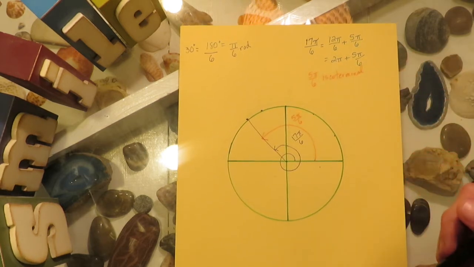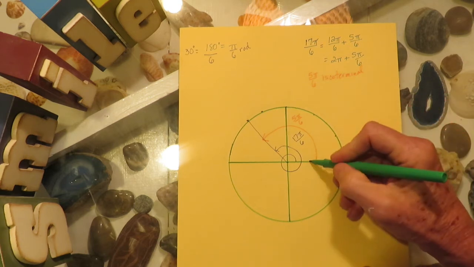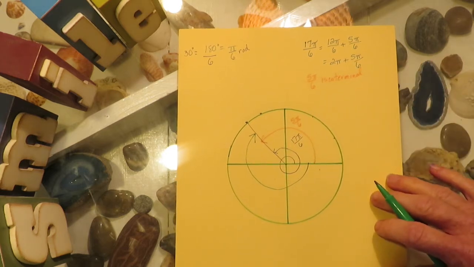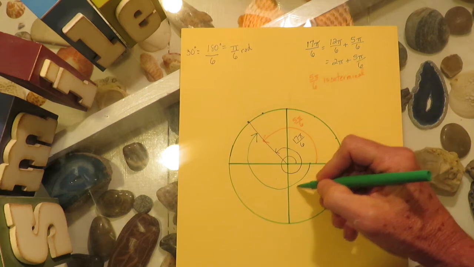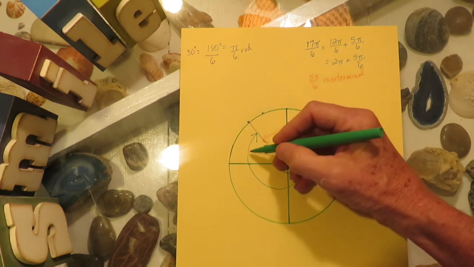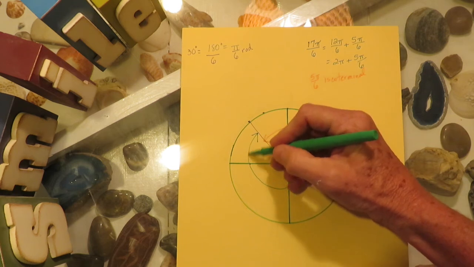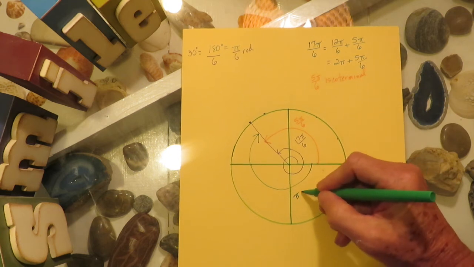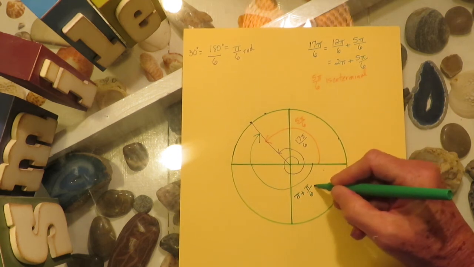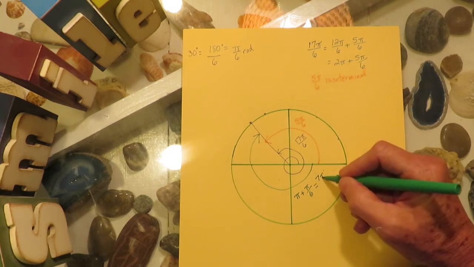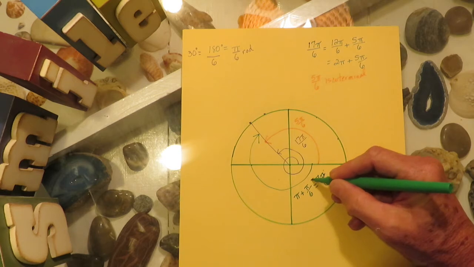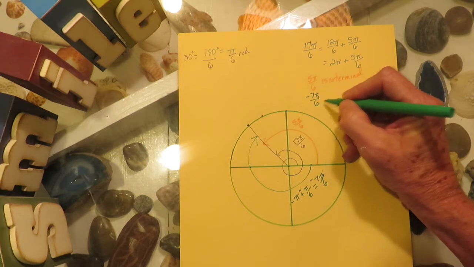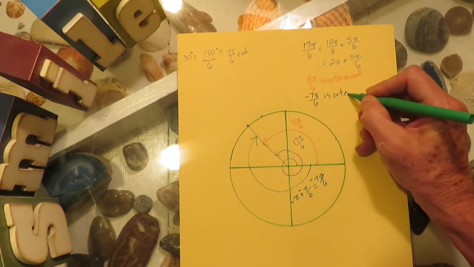If I rotate backwards, making a negative angle, that angle is also coterminal. So let's think through what it is. This is 180 or pi, and then I've gone one more pi over 6 backwards. So this angle is pi plus an additional pi over 6, or it is 7 pi over 6. But it's negative because of the direction that I rotated. So negative 7 pi over 6 is also coterminal.